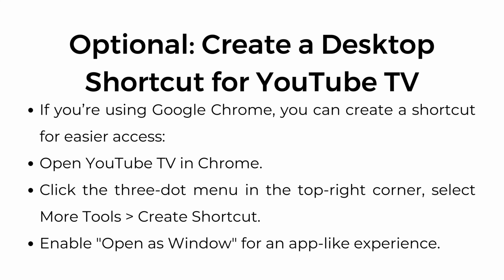Optional, create a desktop shortcut for YouTube TV. If you're using Google Chrome, you can create a shortcut for easier access. Open YouTube TV in Chrome, click the 3-dot menu in the top right corner, select More Tools, Create Shortcut. Enable Open as window for an app-like experience.